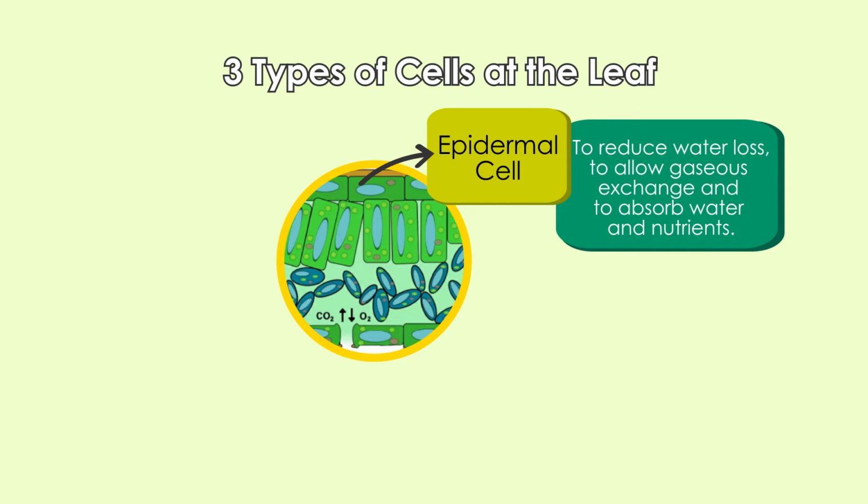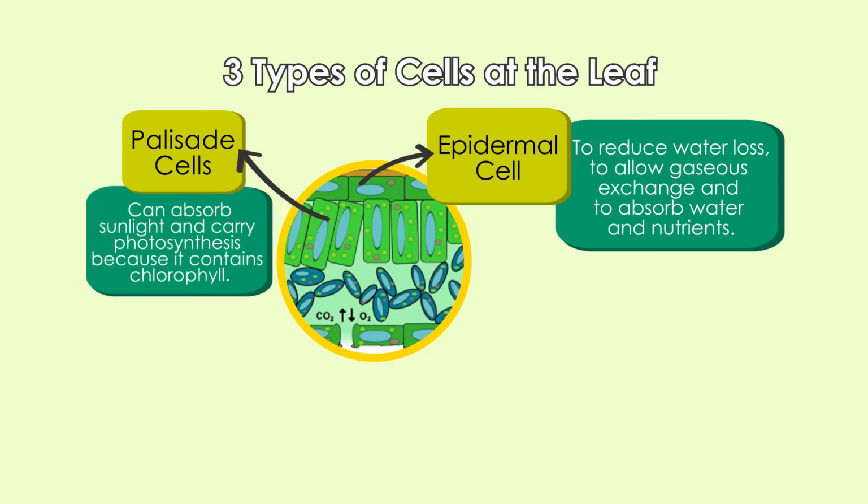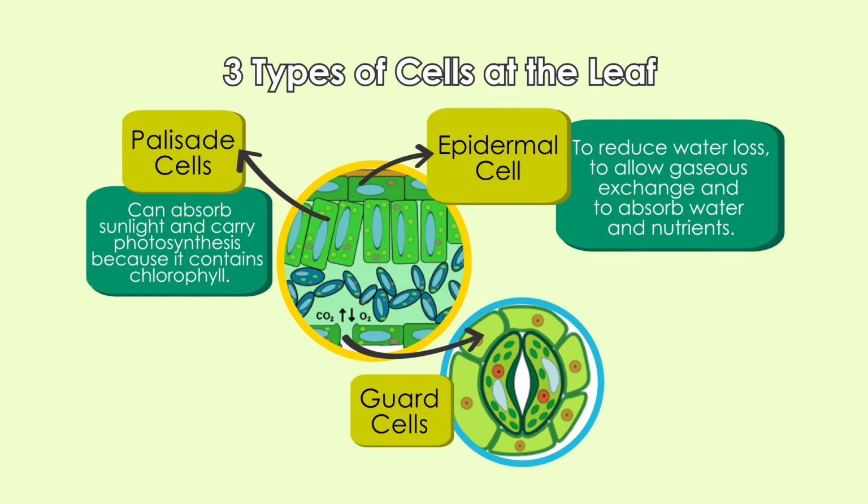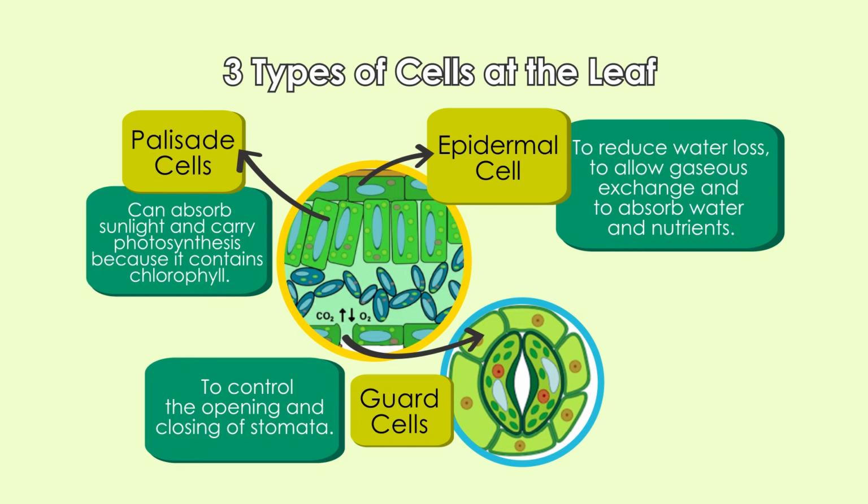The second type of cell is the palisade cells. Palisade cells can absorb sunlight and carry out photosynthesis because they contain chlorophyll. And the third type of cell is the guard cells. Guard cells have the shape of a bean. Its function is to control the opening and closing of stomata.